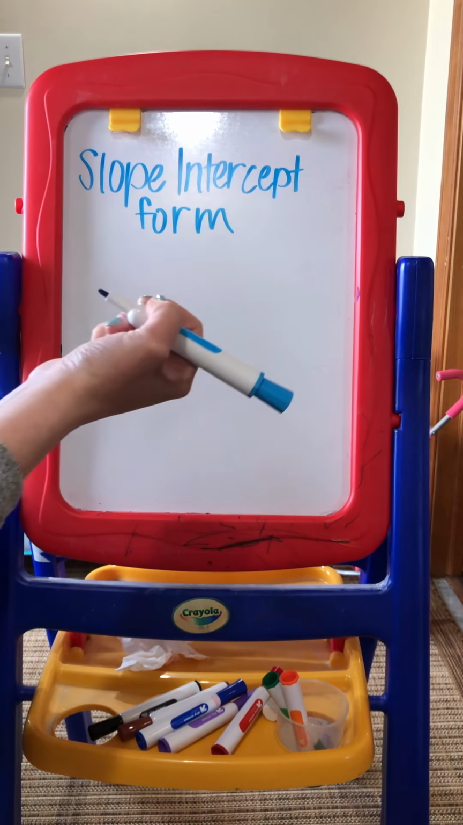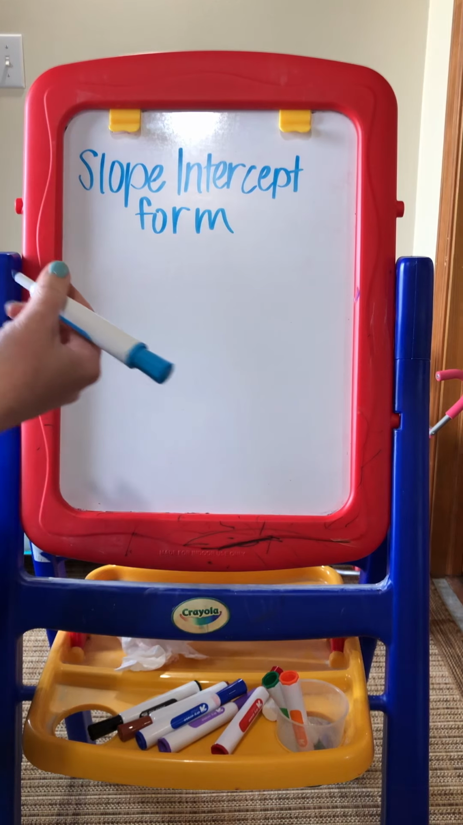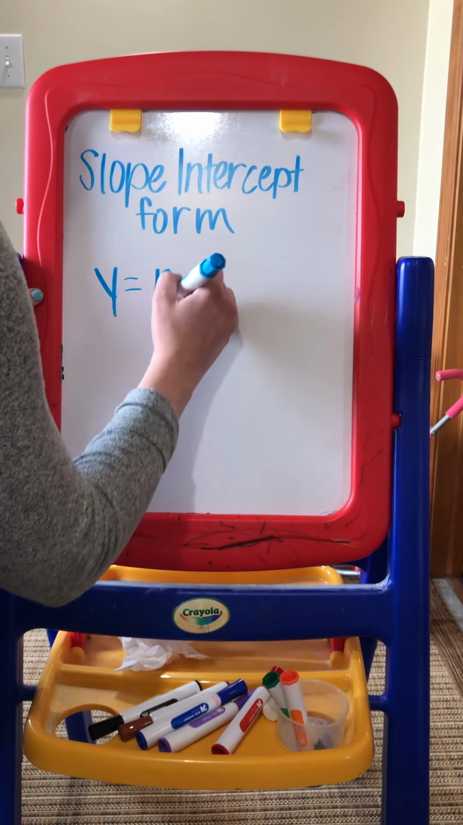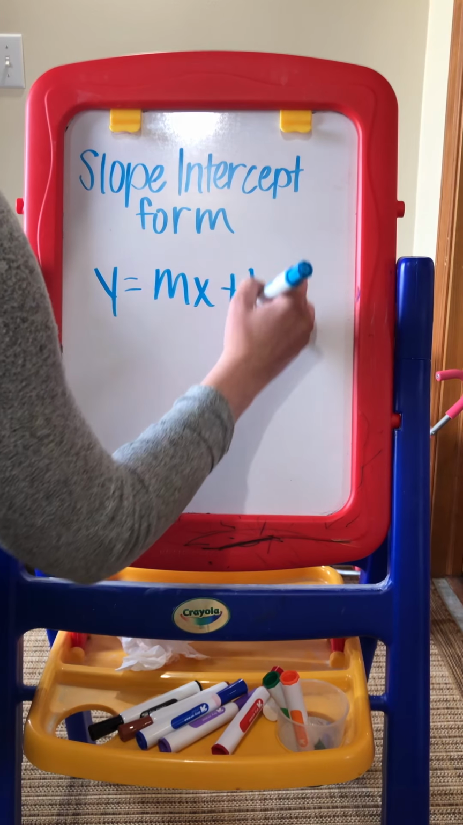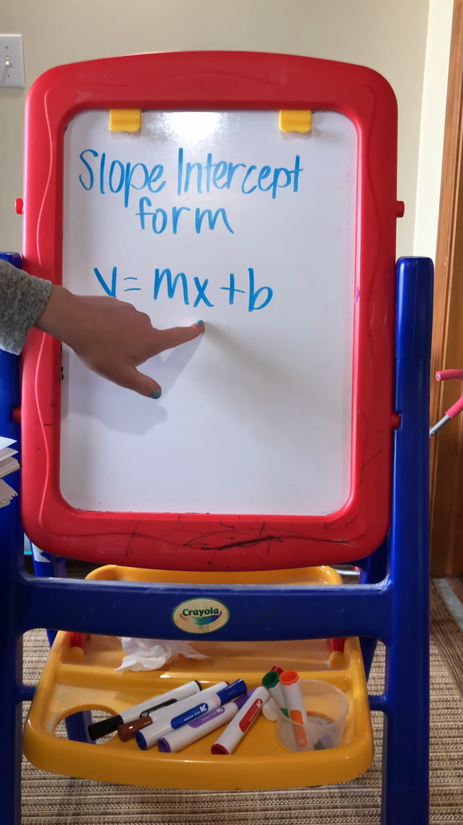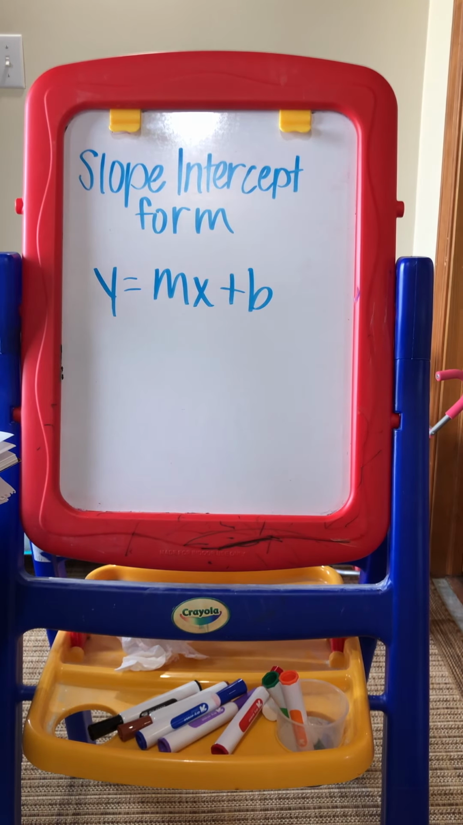So there is slope-intercept form, and the way that we represent this equation generically is y equals mx plus b. So you should notice that we still have our y equals, we still have our x over here. y and x still stand for y values and x values. But what's different here is that we have the letters m and b.